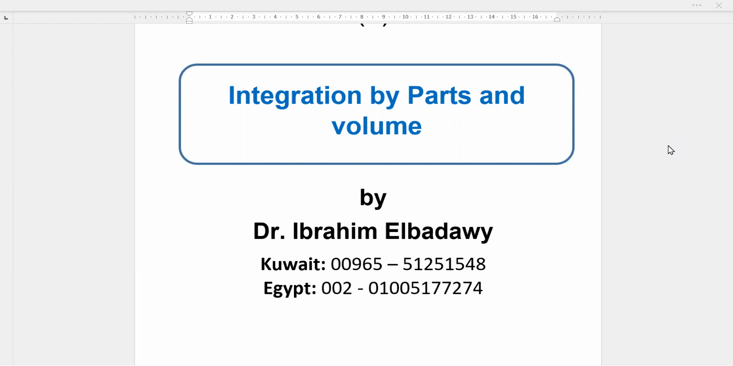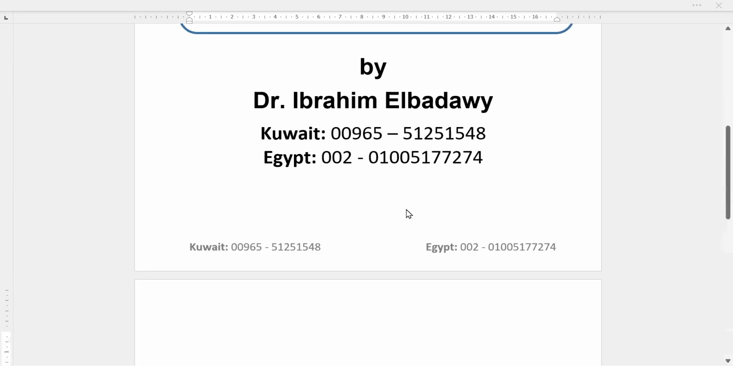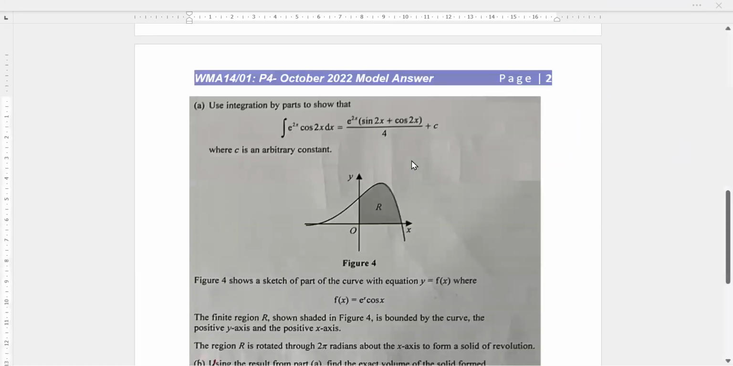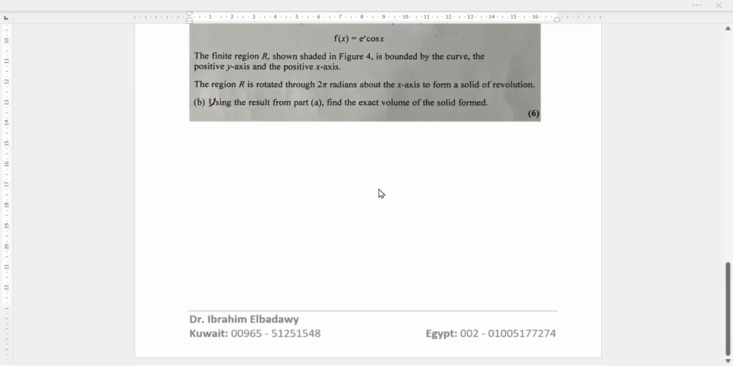In this video, I will explain how you can use integration by parts and how you can get the volume using integration. In this example, we use integration by parts to show that the integral of e power 2x cosine 2x dx equals the right side. This is the first question. In the beginning, we have to get this one first. But how can we get it? We will see how to solve this problem. So we're going to start with A.